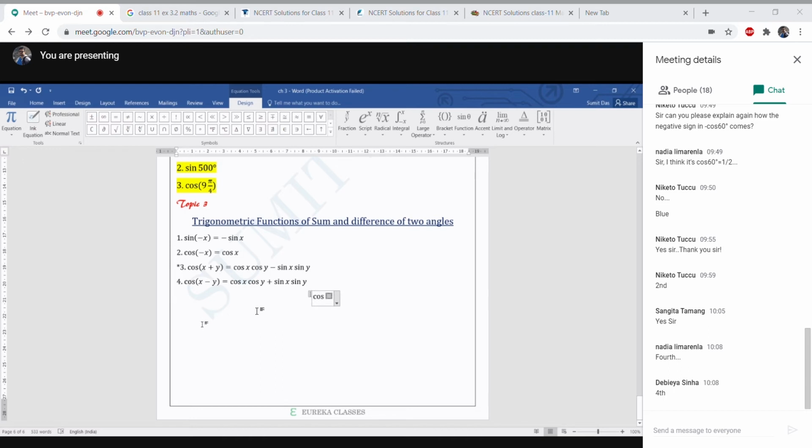For this formula, cos of x minus y, I can write cos of x plus in bracket minus y, right? I can write it like this. Now we can use the formula cos of x plus y.